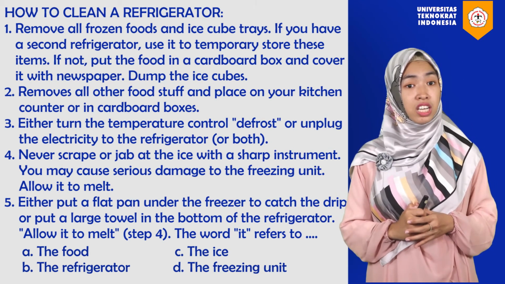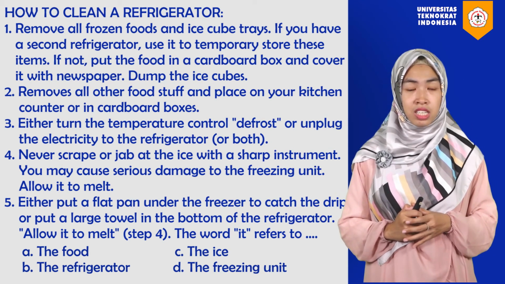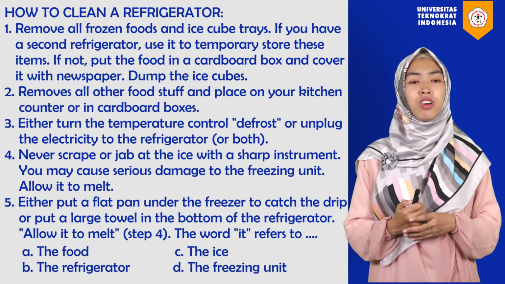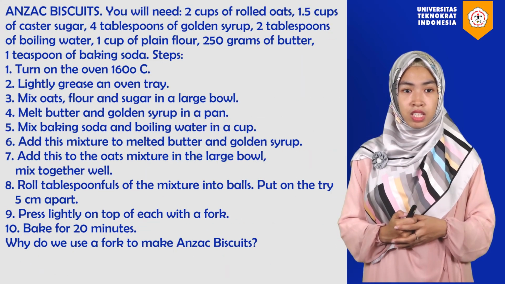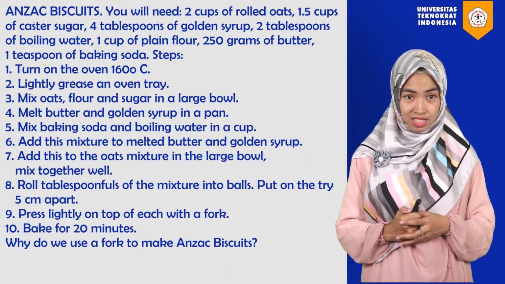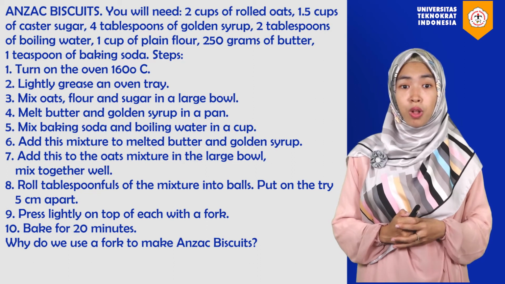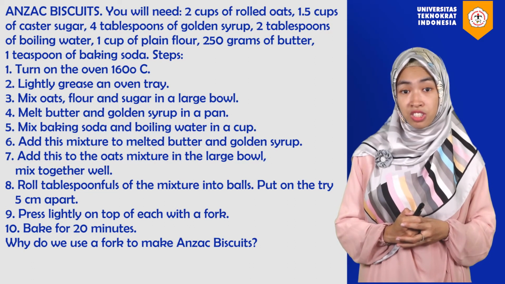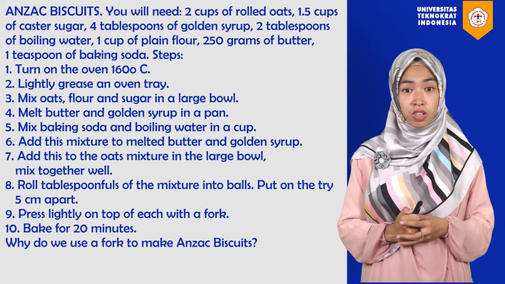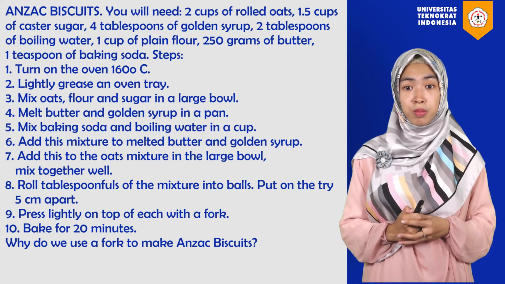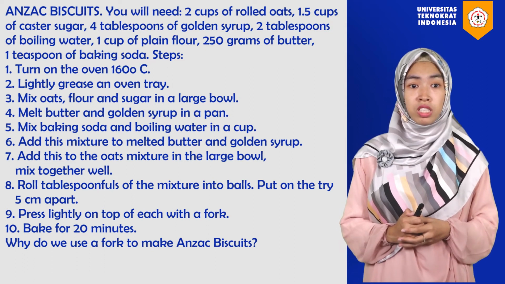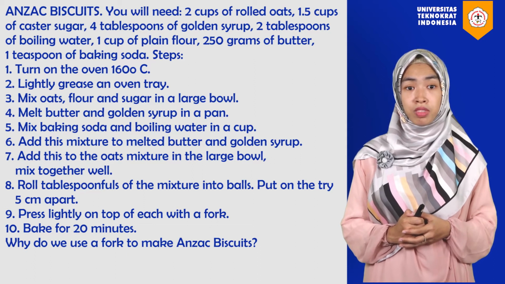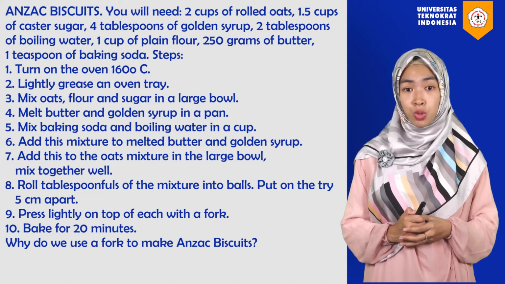You have to be careful in reading this kind of question. Do you get what I mean? Great job. Now, we move on to the fourth question. Anzac biscuit. You will need rolled oats, 1½ cups of castor sugar, 4 tablespoons of golden syrup, 2 tablespoons of boiling water, 1 cup of plain flour, 250 grams of butter, 1 teaspoon of baking soda.